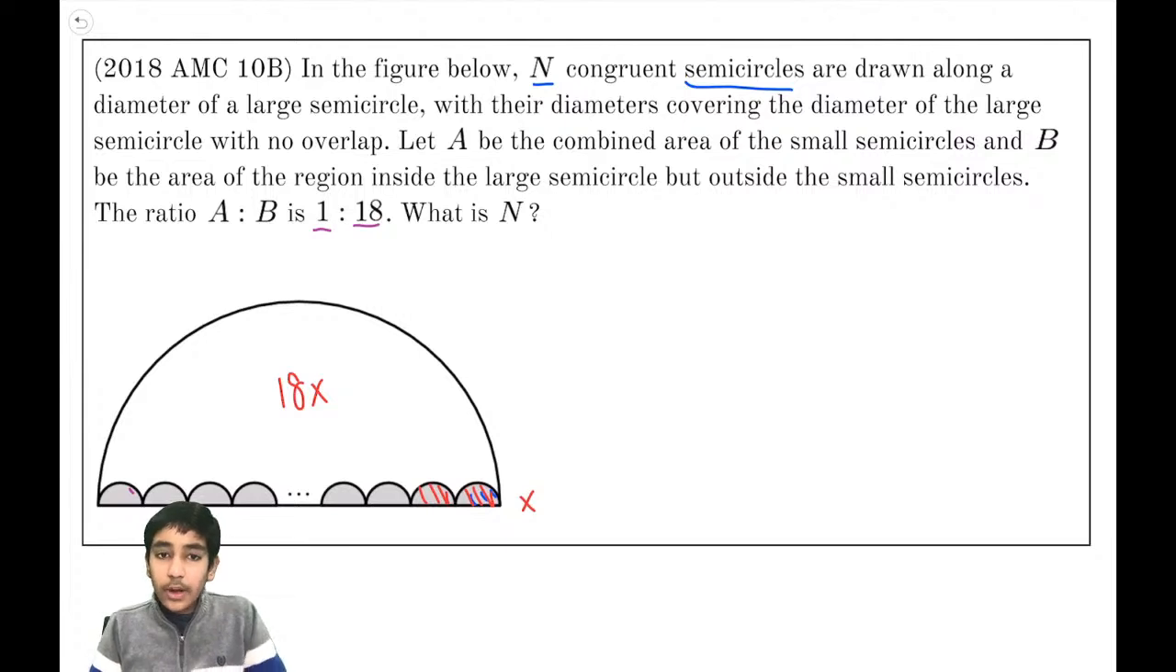We can actually see that the ratio of the small gray semicircle to the large semicircle is 1 to 19. Okay, so the ratio of the small semicircle to the large semicircle is 1 to 19. Then what? Well, then we can just look at the area ratios and actually calculate n. So what do you think we can do to calculate n from here? I'll give you some time to think about that.